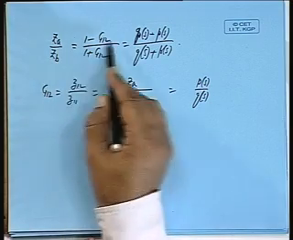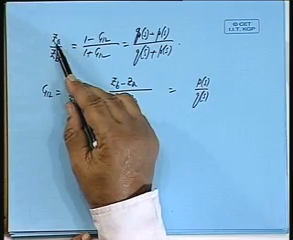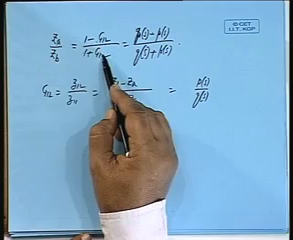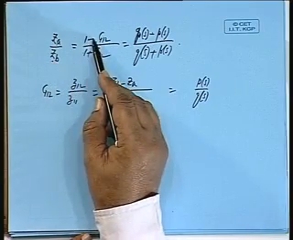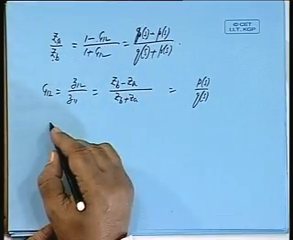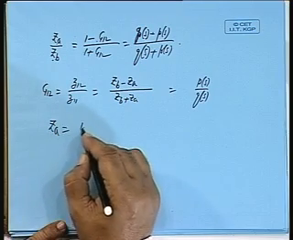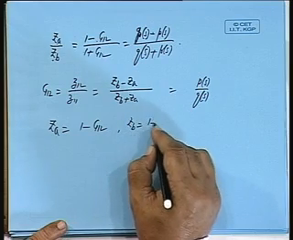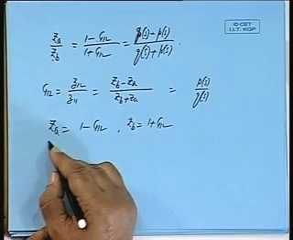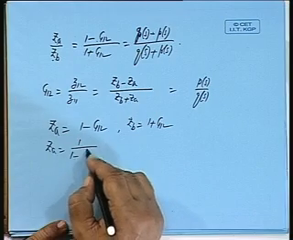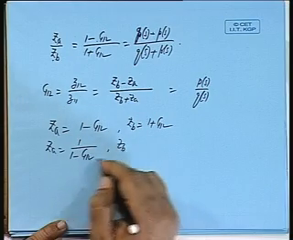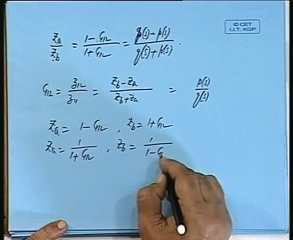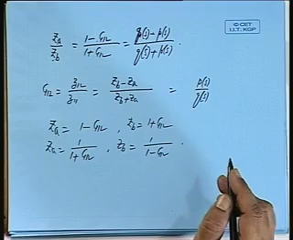So, depending on the nature of this 1 minus G12, sometimes ZA may match with this, ZB may match with this, or ZA may match with 1 by this, and ZB may be 1 by 1 minus G12. So, one may choose ZA as 1 minus G12 if it is a positive real function, or ZA as 1 by 1 plus G12 and ZB as 1 by 1 minus G12.